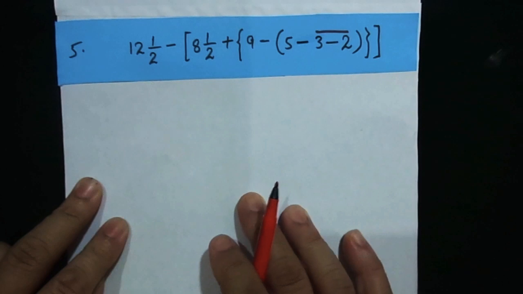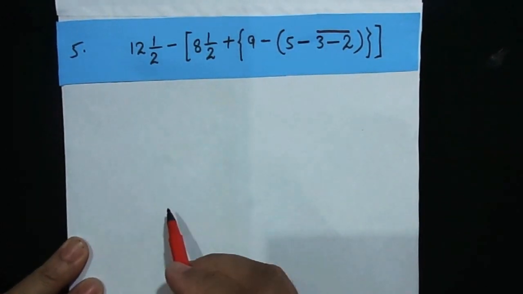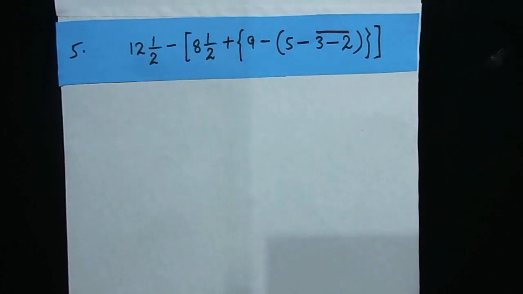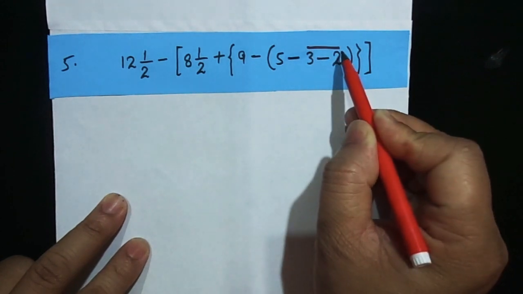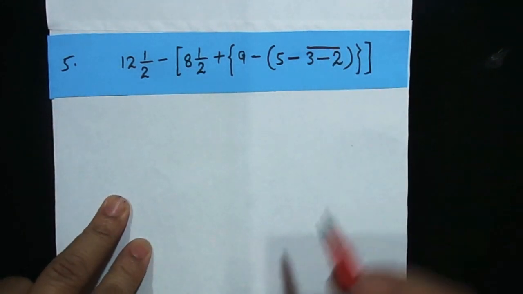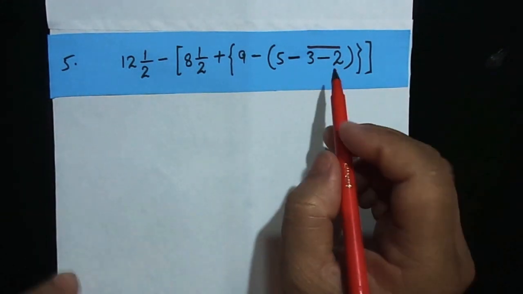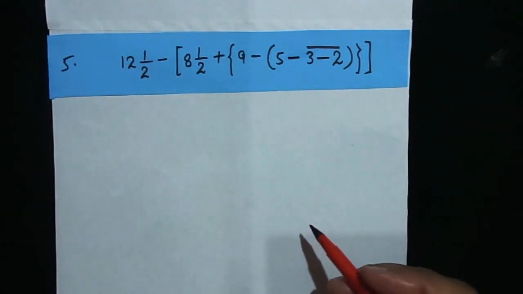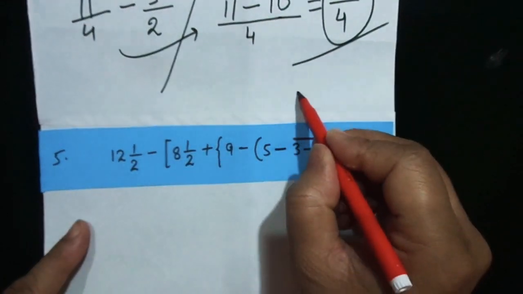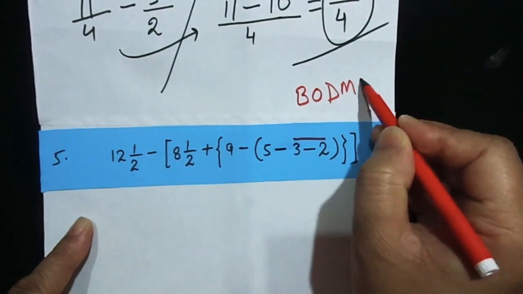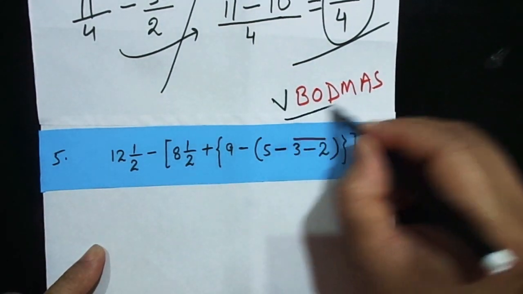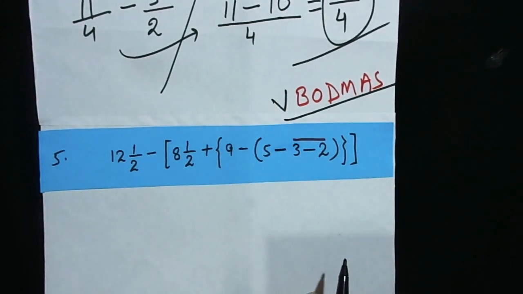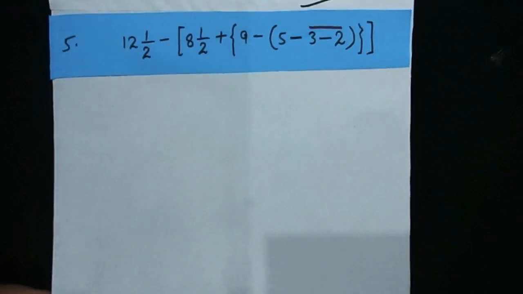Number 5. In number 5 we have, as I said, I'll not teach you more than this, so that you concentrate more. 12 and a half minus. Here I find that something new is there. A bar of vinculum, which had been taught earlier, has been introduced. As you know, I first taught you BODMAS and then VBODMAS, meaning if a bar of vinculum is involved we need to solve this first. However, let's start with the bar of vinculum.